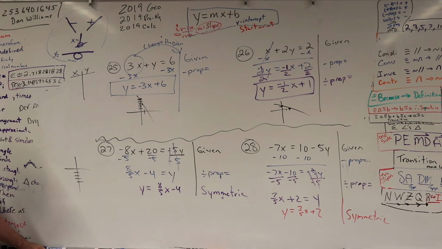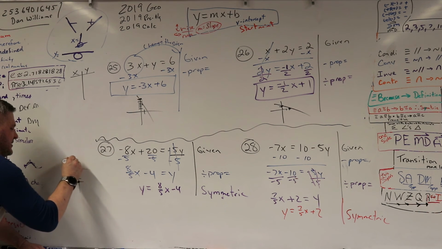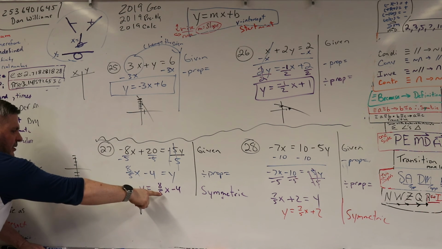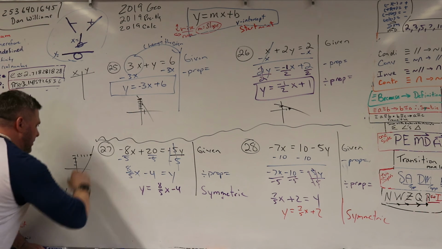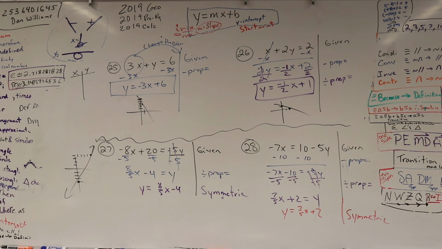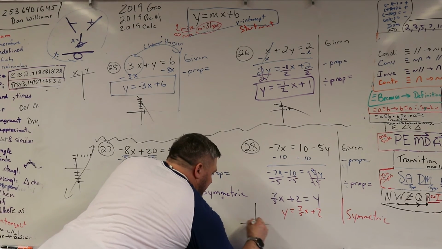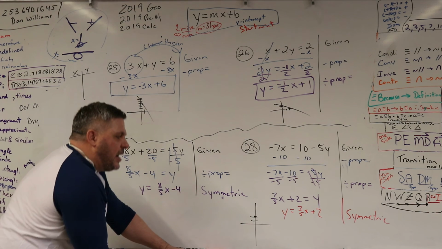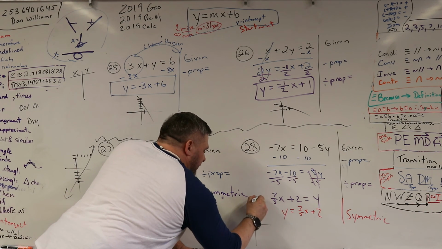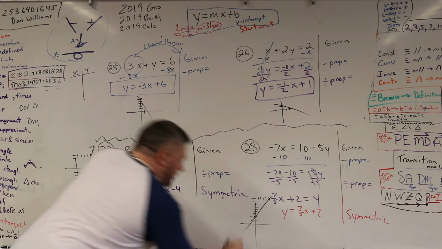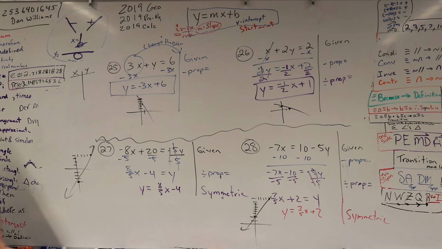If I wanted to graph this, okay, it's at -4. 1, 2, 3, 4. I'm going to go up 8. So 1, 2, 3, 4, 5, 6, 7, 8. Over how many? 5. 1, 2, 3, 4, 5. Boom. There it is. That's your line. If I wanted to graph this one, it's that simple. I'm at 2. And then I go up 7 and over 5. That's simple.